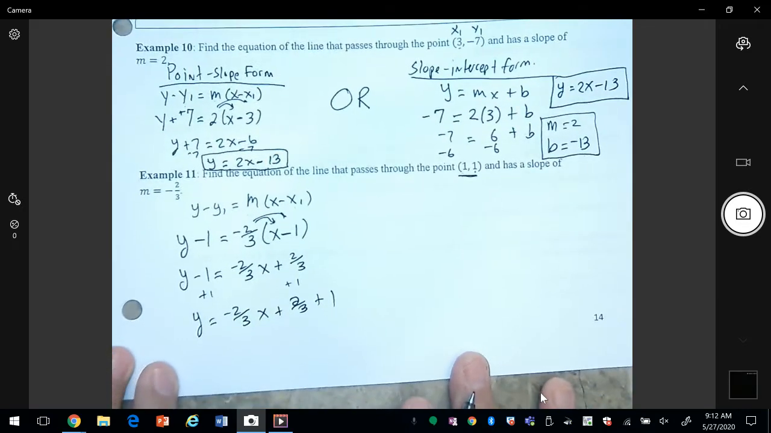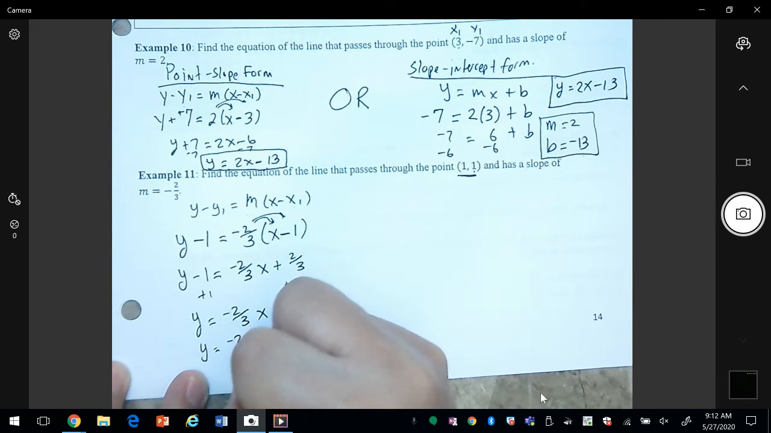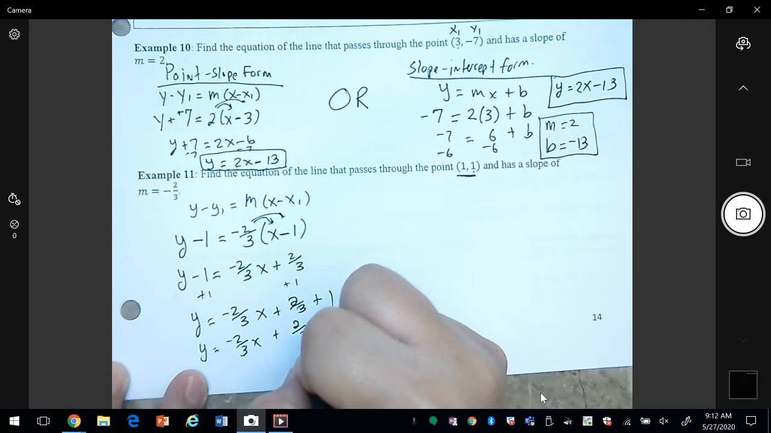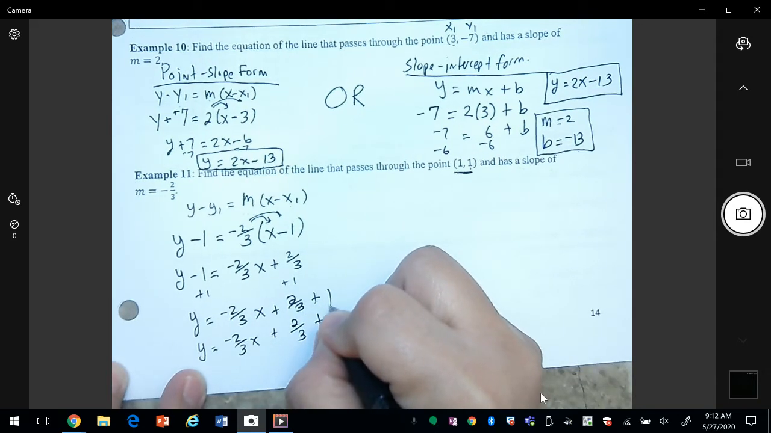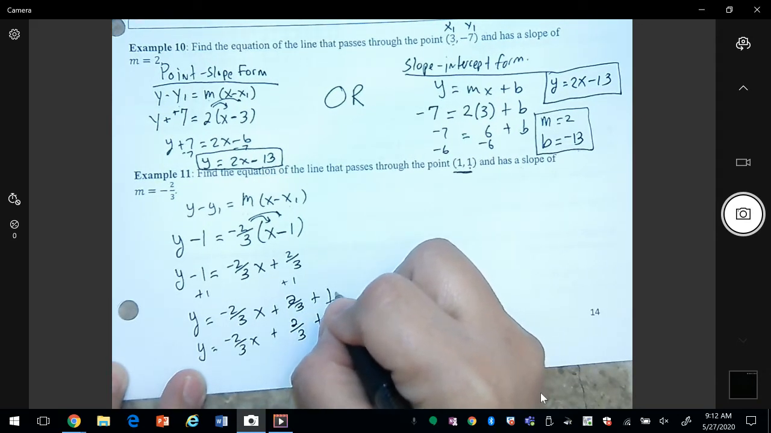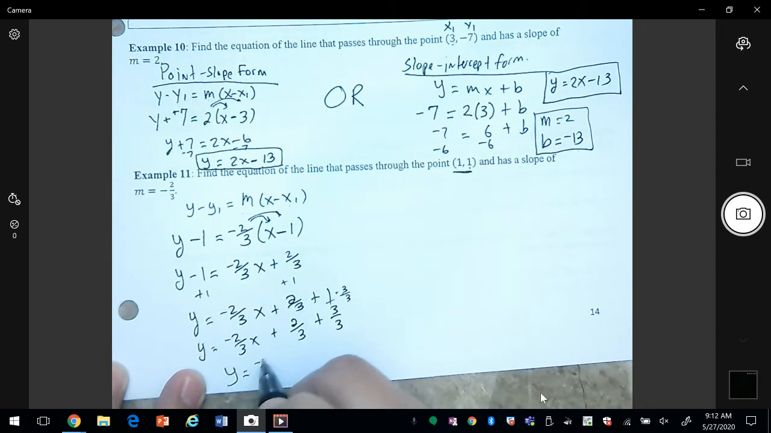Okay, so since I have a fraction and a whole number, in order to add those, I need a common denominator. In this case, my common denominator would be 3. So in order to make this a 1, I need to multiply by 3 over 3. And so I get y equals negative 2/3 x plus 2 plus 3 is 5/3.